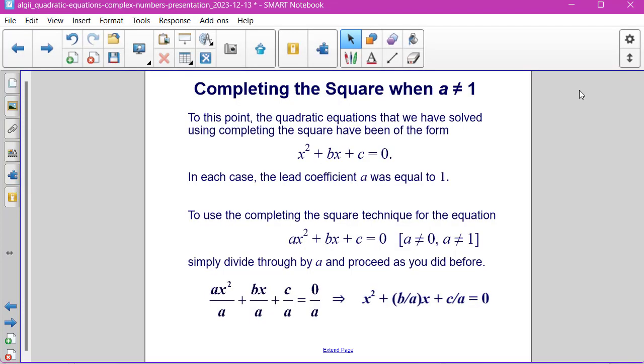Now let's discuss how to complete the square when our coefficient a is not equal to 1. To this point, the quadratic equations that we have solved have had a 1 as the coefficient for a.